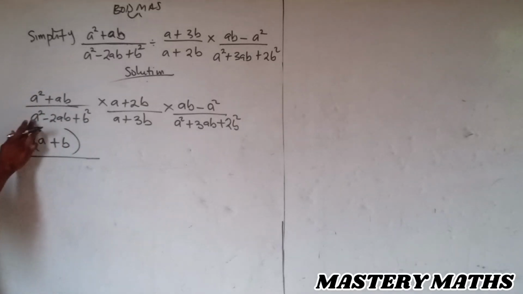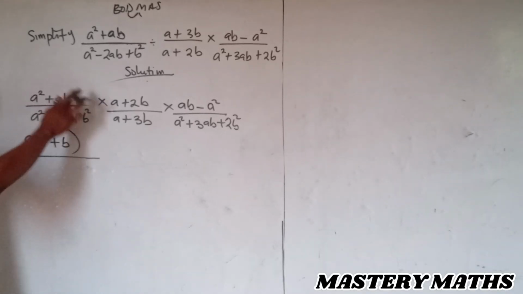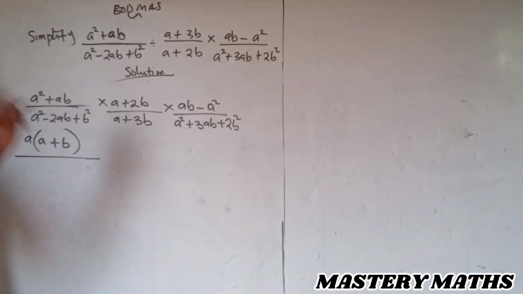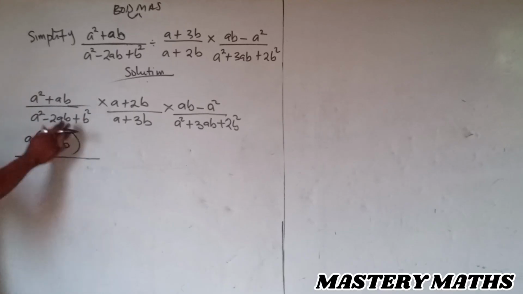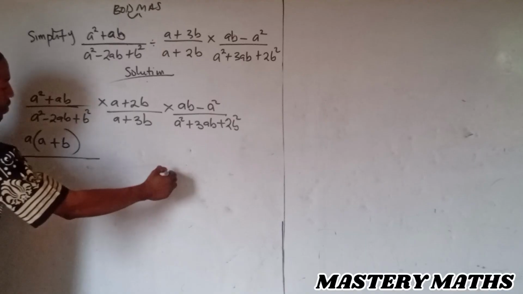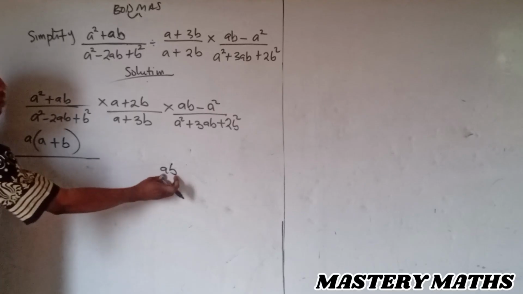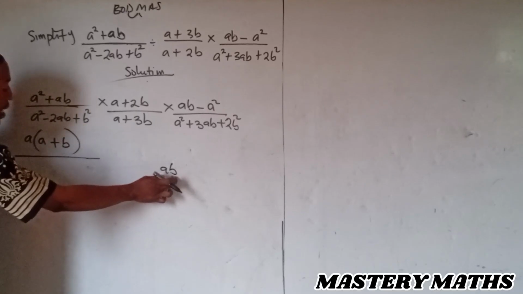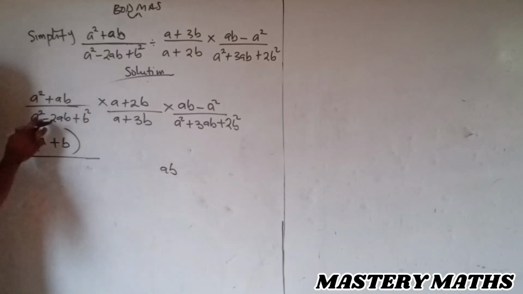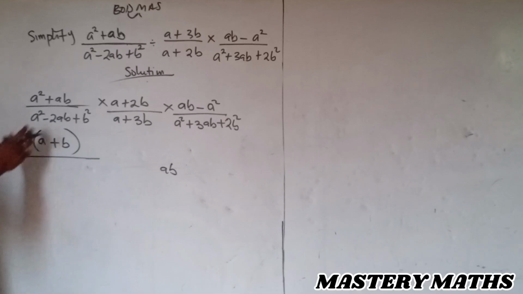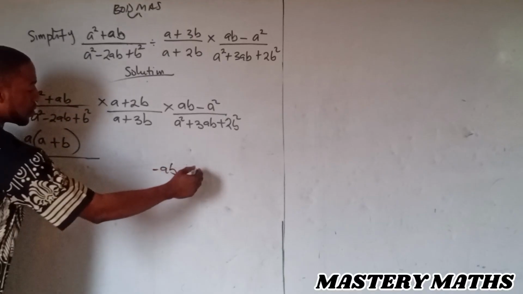Now what you do, you let a multiply b. A times b will give us ab. Now, if a times b gives us ab, here is now ab. Now you ask yourself, what will be the factors of ab that will give us minus 2ab? The factors of ab that will give us minus 2ab are minus ab and minus ab.